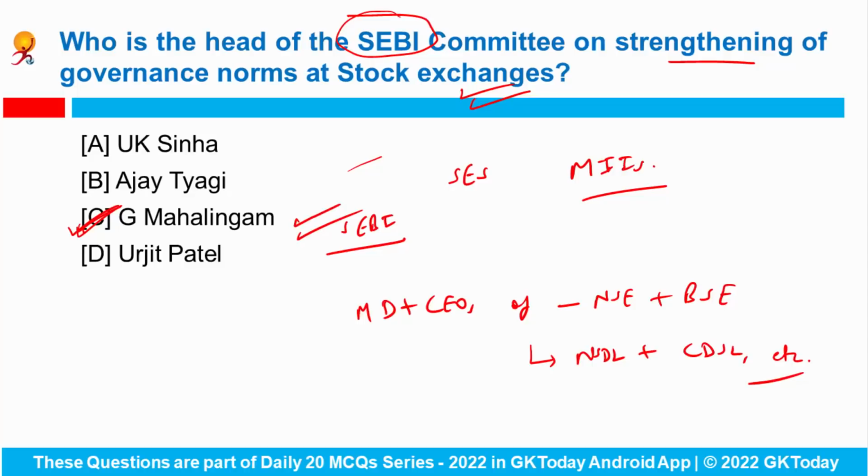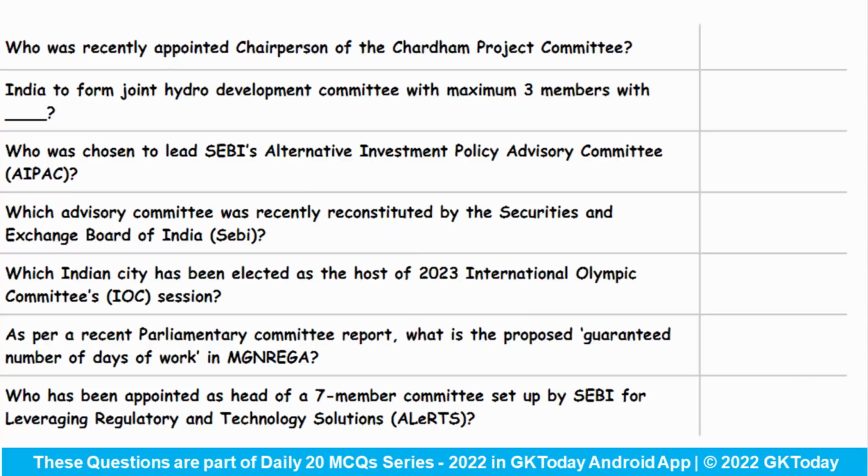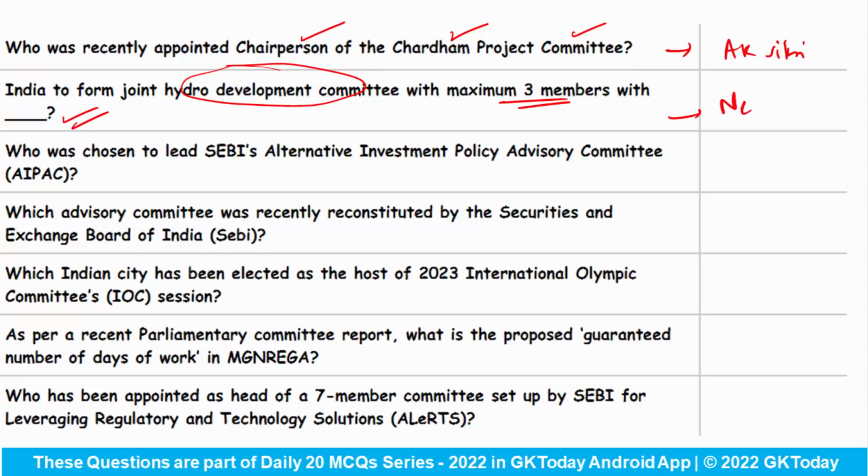Now talking about some of the important committees, who was recently appointed as the chairperson of the Char Dham Project Committee? Answer is Justice A.K. Sikri. India to form Joint Hydro Development Committee with Nepal with a maximum of 3 members. So India is to form the Joint Hydro Development Committee with Nepal and it will have maximum 3 members.